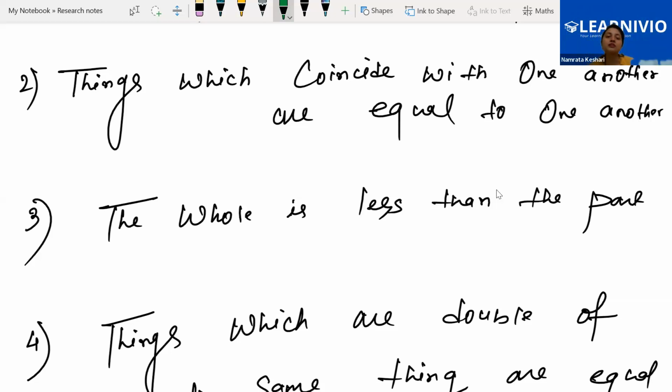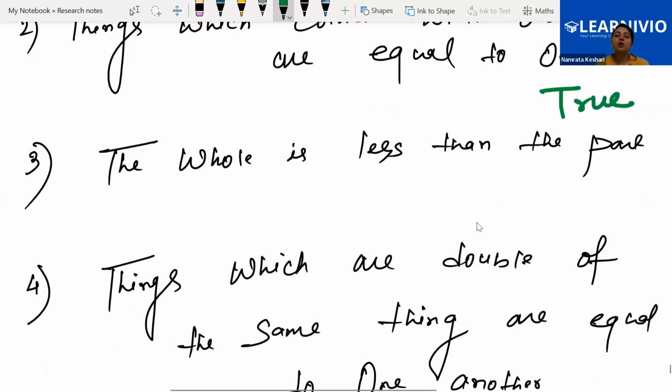Coincide means what? One is going to lie on the other one. That's called coincide. Coincide means covering completely. If that is the case, then both are equal. We know that. It is true. Any confusion over here? No, it is true.